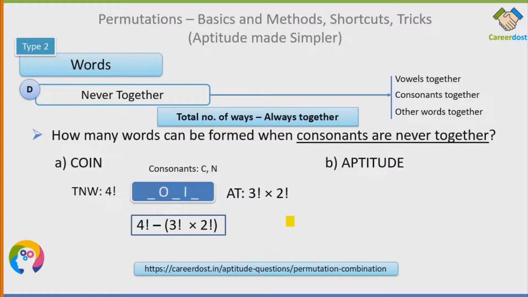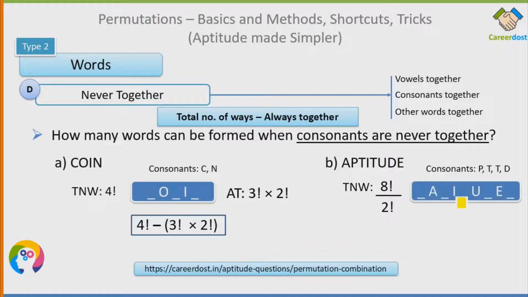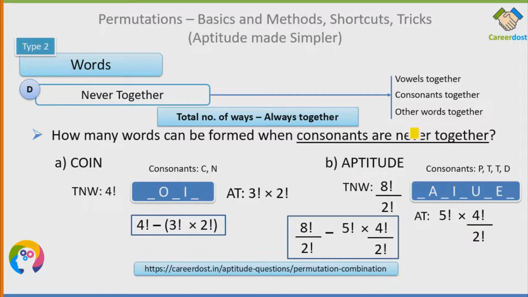In case of aptitude, the consonants will be P, T, T, D. Total number of ways it can be arranged will be 8 factorial by 2 factorial. The remaining letters would be A, I, U and E. So always together will be 5 factorial into 4 factorial by 2 factorial, because T is used twice. So now what we'll do is total number of ways minus always together. So this will be the answer for consonants.